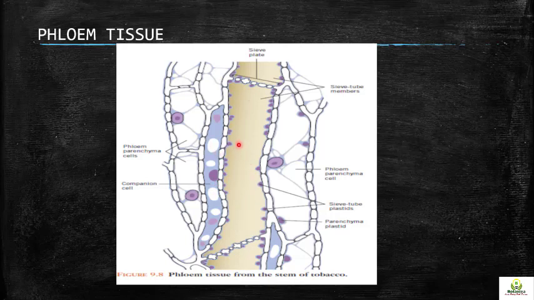Along with the sieve tube elements and companion cells, there are the phloem parenchyma cells, which are also associated in the tissues, and they have also their parts.